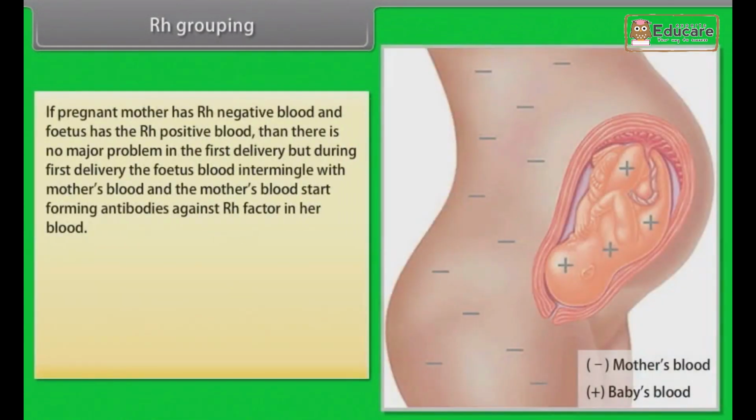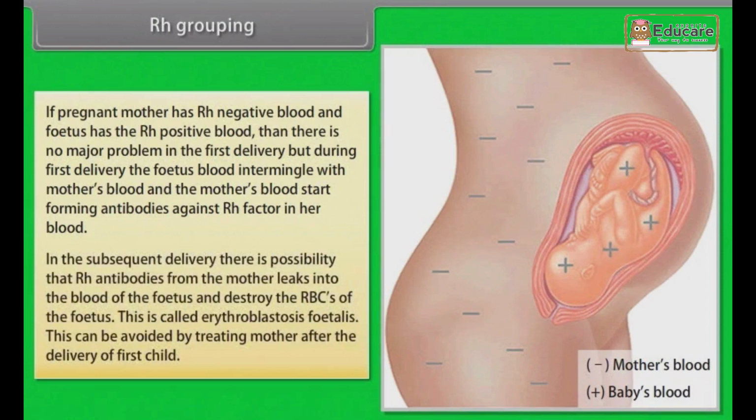If a pregnant mother has RH negative blood and the fetus has RH positive blood, then there is no major problem in the first delivery. But during the first delivery, the fetus's blood intermingles with the mother's blood and the mother's blood starts forming antibodies against the RH factor in her blood.